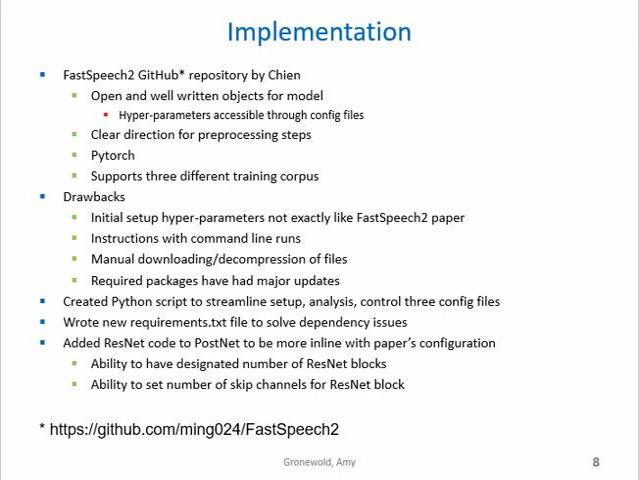So the decoder was described as 30 blocks of 64 skip channels, which is rather large. But I added in the functionality of this residual network for postnet, and you can designate the number of blocks that you want and then how many skip channels.